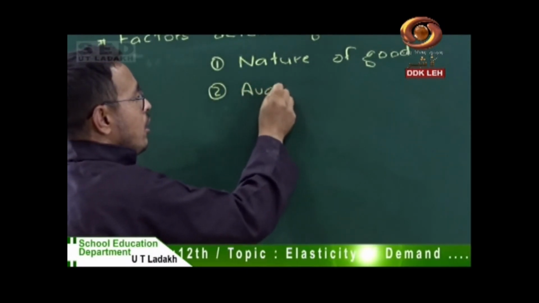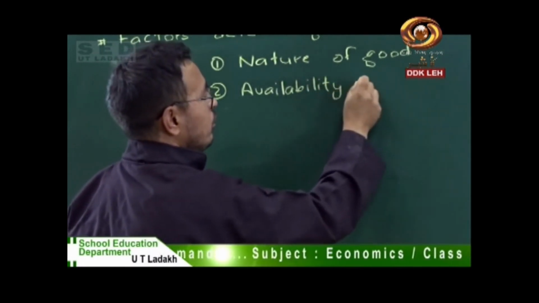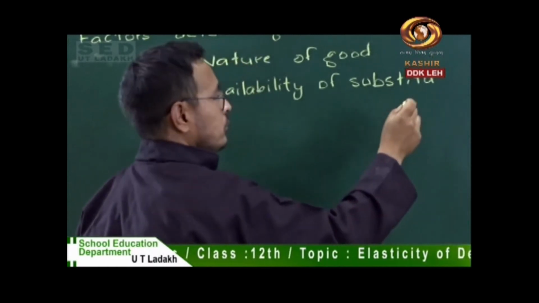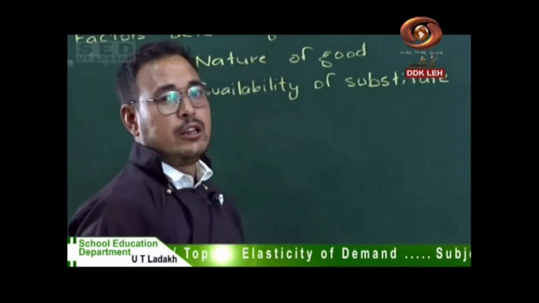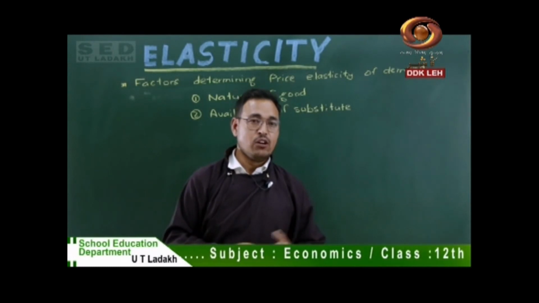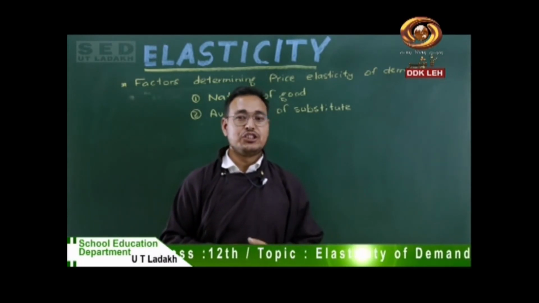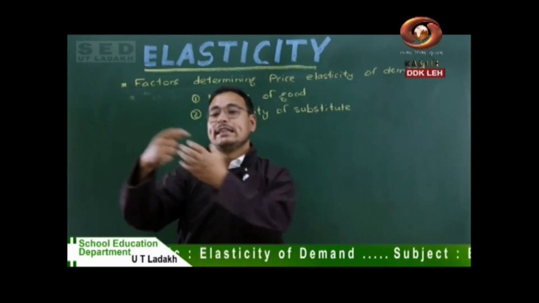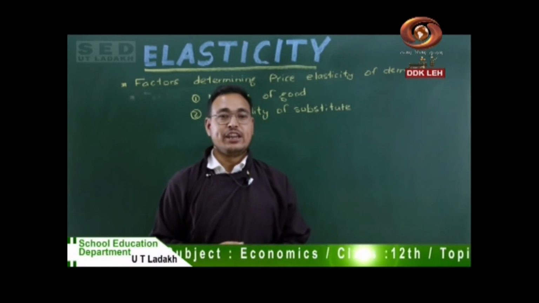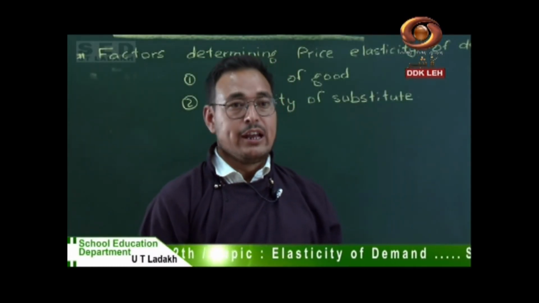Second determinant is availability of substitutes. Any good that has substitutes will be elastic. For example, take the case of a brand of soap X. In the market we have different brands of soap, so whenever there is a change in price of a particular brand, we can easily shift to other brands because we have substitutes. But take another example, which is a necessity, wheat. Even whenever there is a change in the price of wheat, still there will be no significant change in demand.